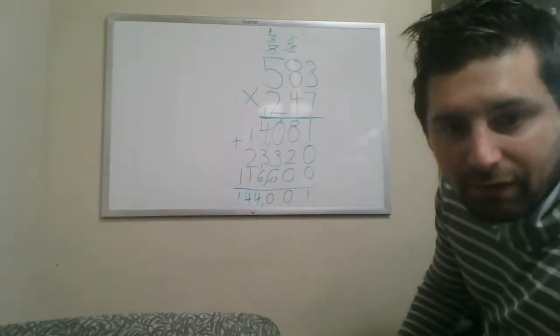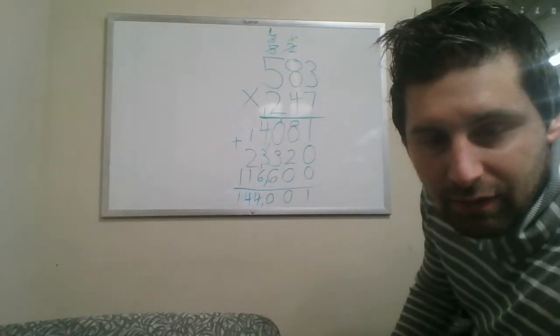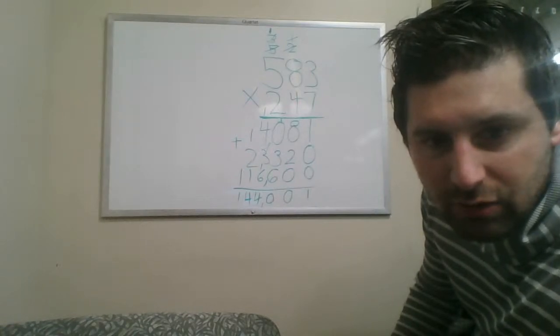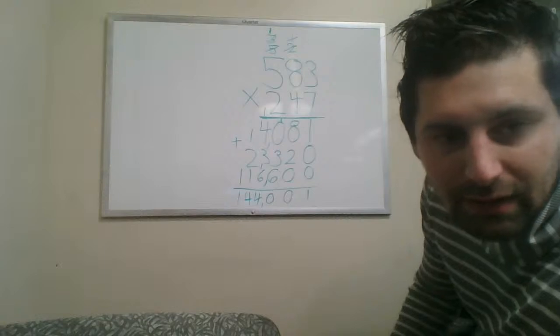And we have our final answer. 583 times 247 equals 144,001.